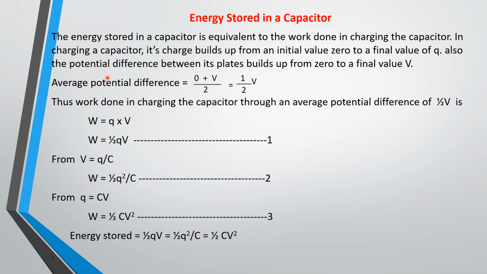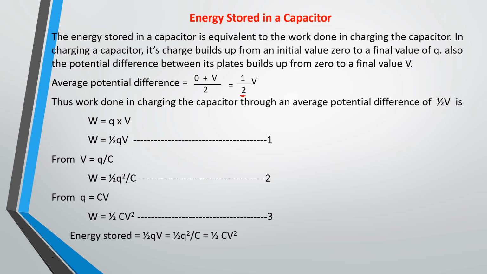So when you are charging a capacitor, the charge will build up from an initial value of 0 to a final value of Q, and the potential difference will also build up from 0 to a final value of V. If the potential difference builds up from 0 to V, then the average potential difference will be equal to (0 + V)/2, and that gives you half of V. So this is half of the potential difference.